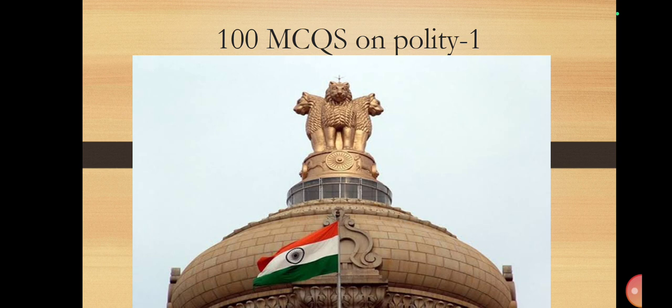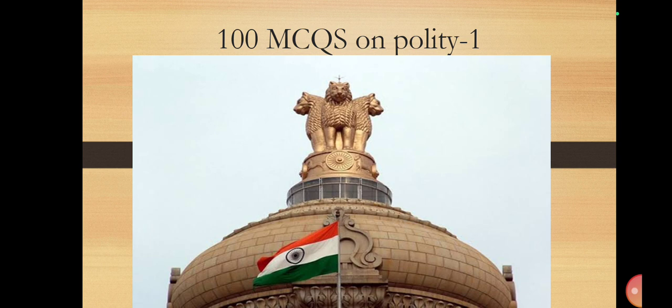Question number 55. The President has assigned the following duties to the Attorney General. First one, to appear on behalf of the Government of India in all the cases in the Supreme Court in which the Government of India is concerned. Second, to represent the Government of India in any reference made by the President to the Supreme Court under Article 143. Third one, to appear when required by the Government of India in any High Court in any case in which the Government of India is concerned. Question number 56.